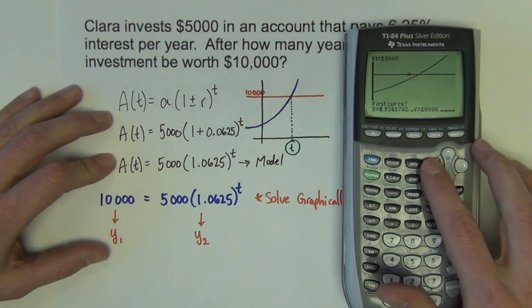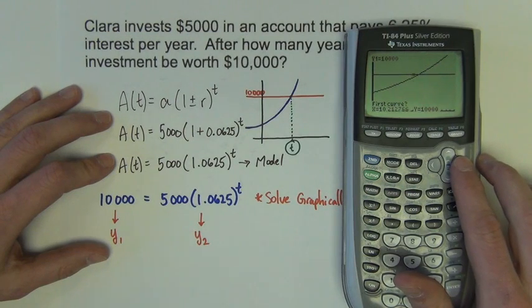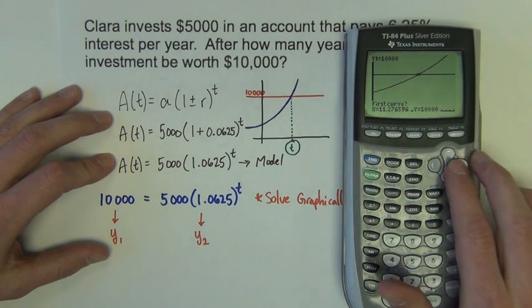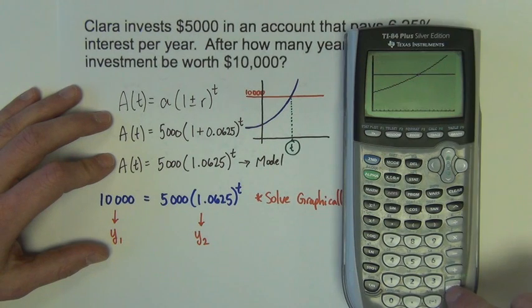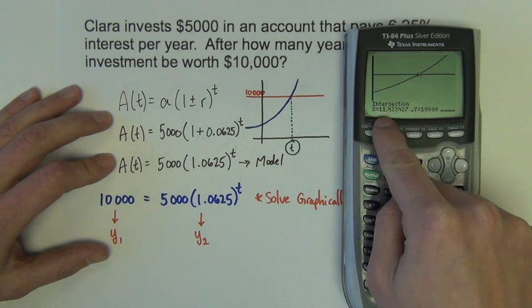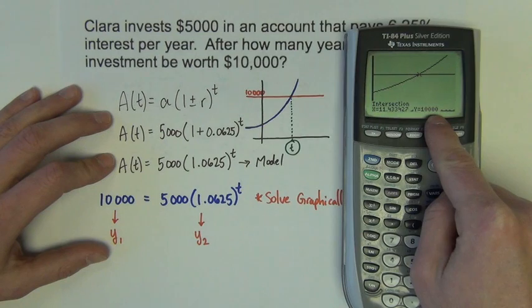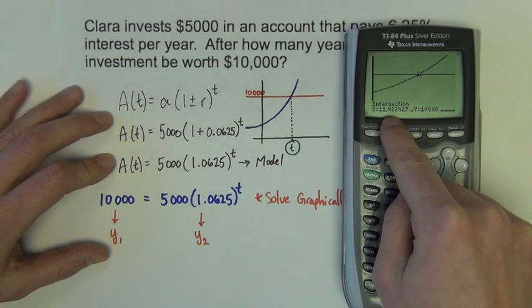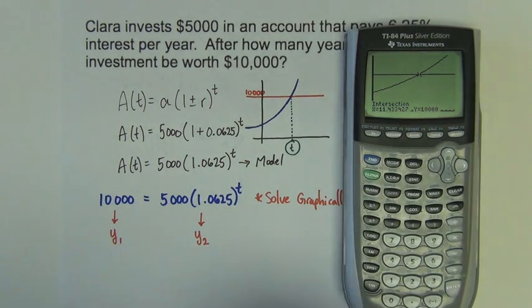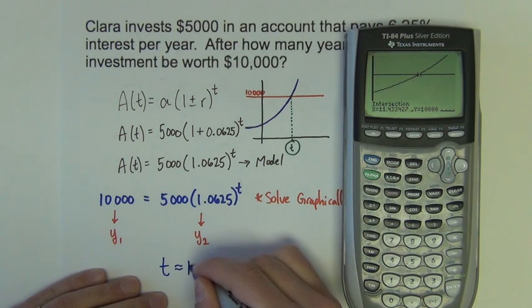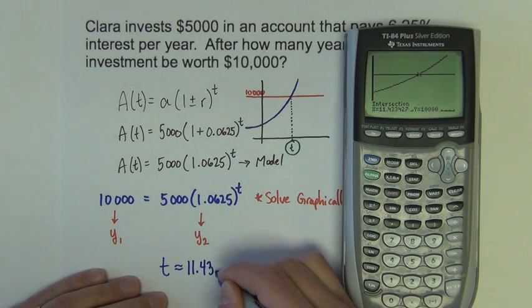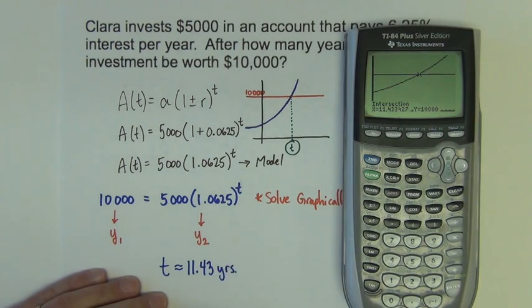So now you see a little cursor that you can move with the left and right arrows and go back and forth on. What you want to do is just get that cursor as close to the intersection point as you can, and once you're there, you just have to hit enter 3 times, and it's going to give you an X value where the Y value is 10,000. What you want is that X value. That X value that we want is our T value, and it is approximately 11.43 years.